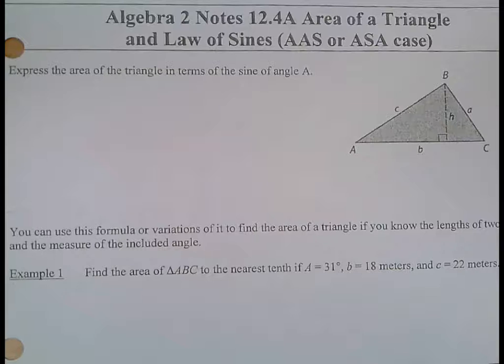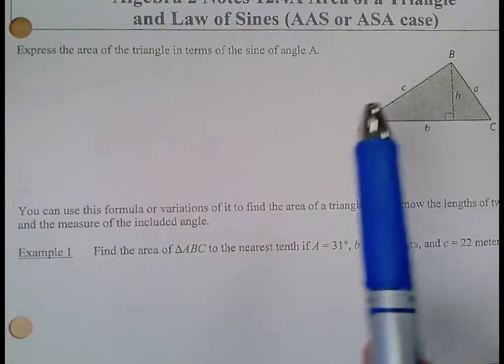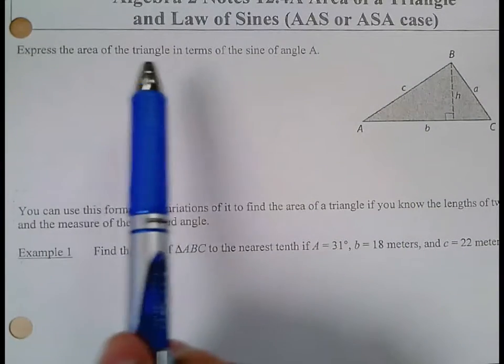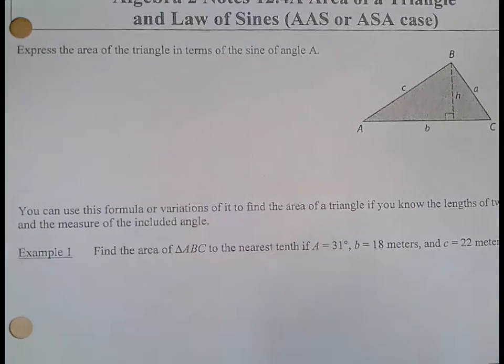You can also use law of sines if you have two sides and an angle, but that's a more complicated case that we'll look at separately tomorrow. Complicated I shouldn't say, but there's just more variation within that case. So for the first part, rather than just giving you the formula, I want you to see where it comes from. So we have this triangle here, and it says express the area of the triangle in terms of the sine of angle A.